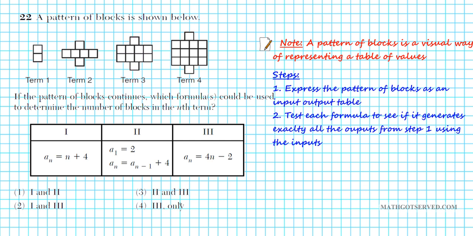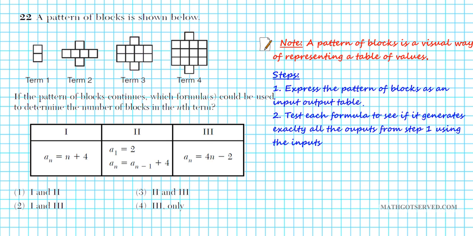Now, one thing you want to note is that a pattern of blocks, if you see problems like this, is basically a visual way of representing a table of values. It could be a table of values. This could represent a function, a recursive definition. It could also be a way of representing a graph. All right. Okay, the steps to solve this problem are as follows. We're going to express this pattern of blocks as an input-output table or XY table. Then we're going to test each of these formulas to see which yields exactly the same output as the input-output table. All right, so let's go ahead and do that.